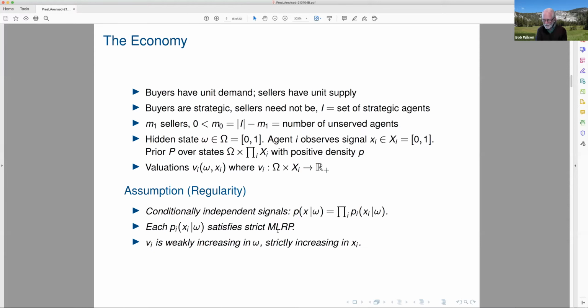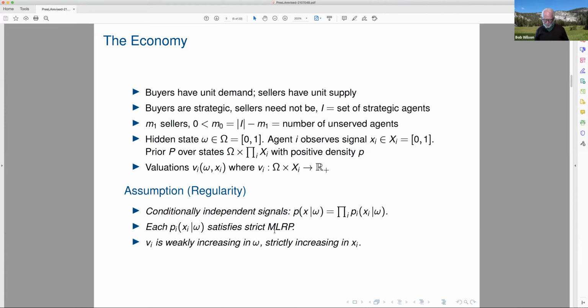That is, ones you can't serve because they're in excess of the number of units that the sellers are endowed with. And we have a one-dimensional hidden state, omega. Each agent observes a one-dimensional signal. And technically there's a prior over the hidden state and the signals with a positive density. The valuations depend upon both the state and the signal.